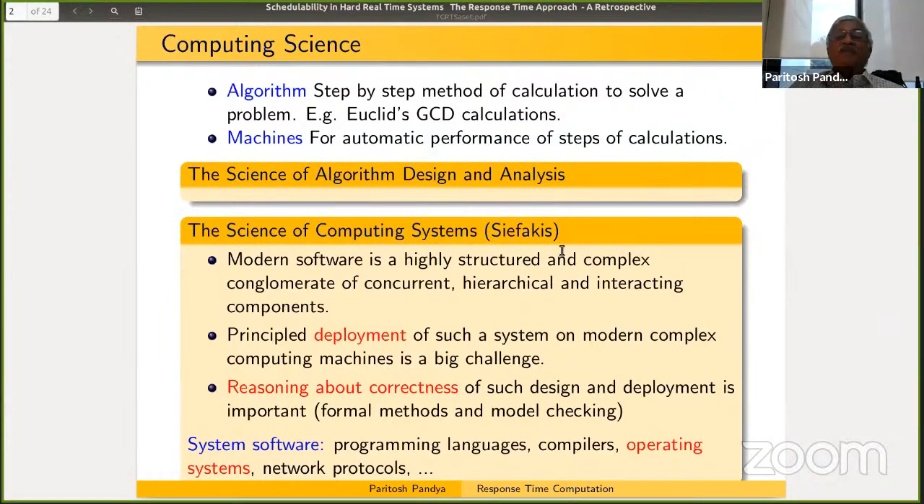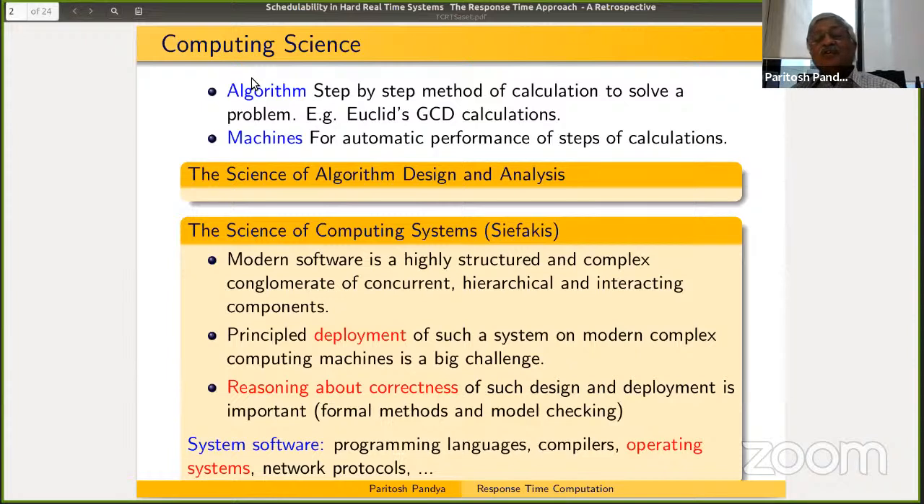Okay. So one of the things we do in computing science is develop algorithms, which are step-by-step methods of calculation to solve a problem. This has been an enterprise with mathematicians and scientists for ages. For example, there's Euclid's algorithm for GCD calculation. You take a pair of natural numbers, subtract the smaller from the larger, remove the larger and keep the difference. Keep doing this till both numbers become equal, at which point you have found the GCD, right? So you develop algorithms to solve problems.